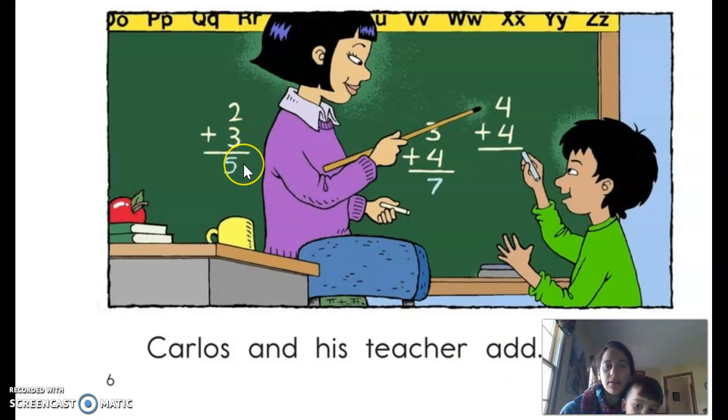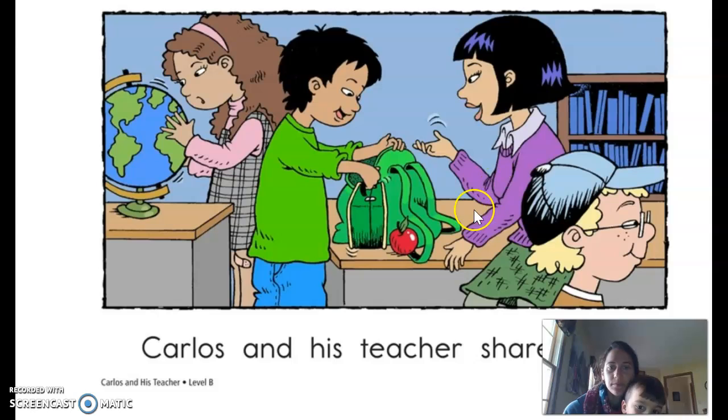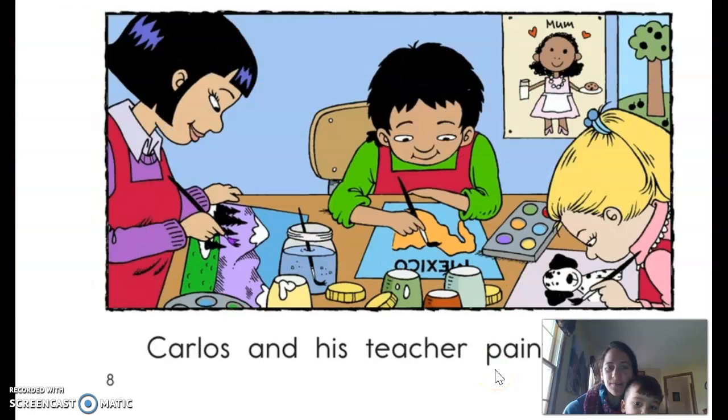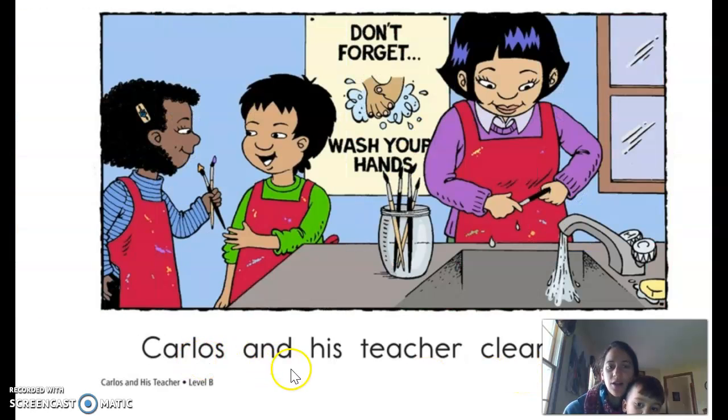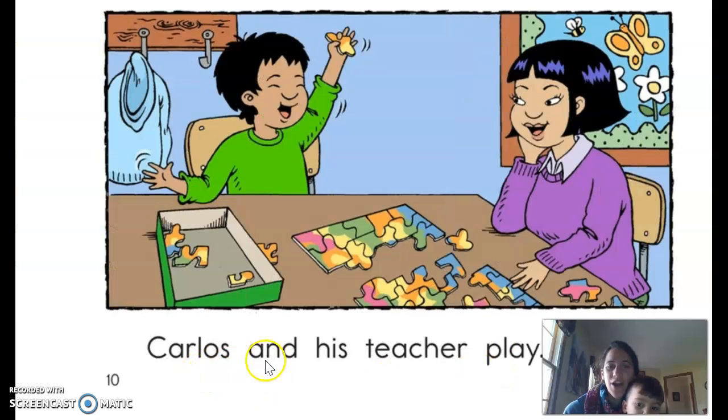2 plus 3 equals 5. 3 plus 4 equals 7. What does 4 plus 4 equal? You can add 2. Carlos and his teacher share. Carlos and his teacher paint. Carlos and his teacher clean. Carlos and his teacher play. The end.